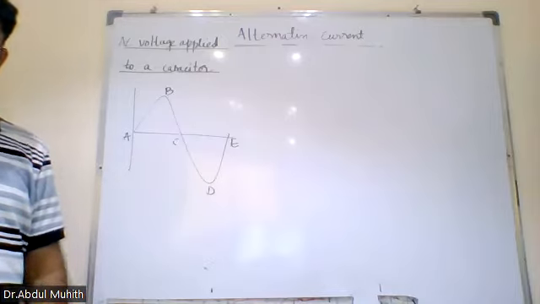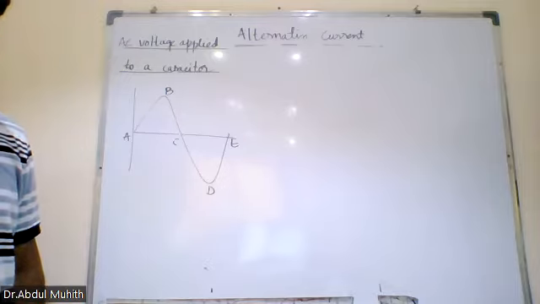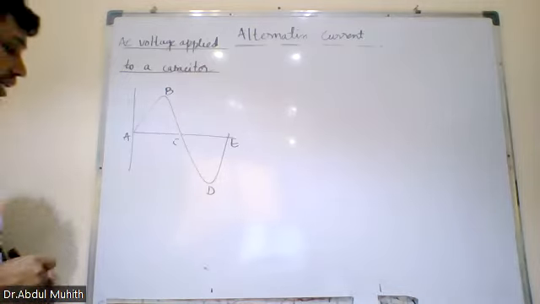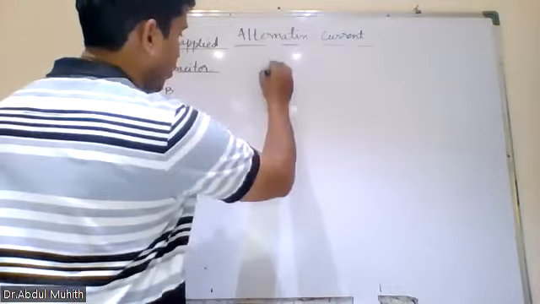Okay, sir. So I'll send you the tabular column so that you will understand how it is charging. Yes, sir. Okay. So now the last one is the phasor diagram. What the phasor diagram and the waveform are, I will explain.